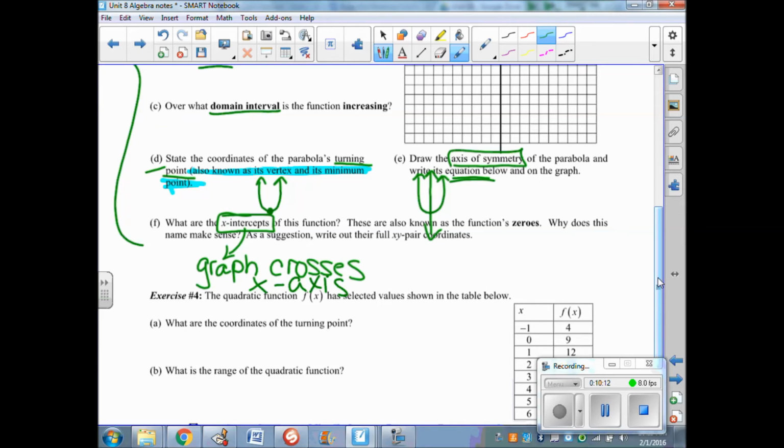And then it also gives you some more terminology. It says these x-intercepts are also known as the function's zeros. And now it says, why does this make sense? Okay, so you're going to have to come up with a reason as to why zeros would make sense for the x-intercepts, and you'll see what we mean by that. Okay, all right, go ahead and flip over to lesson 2.